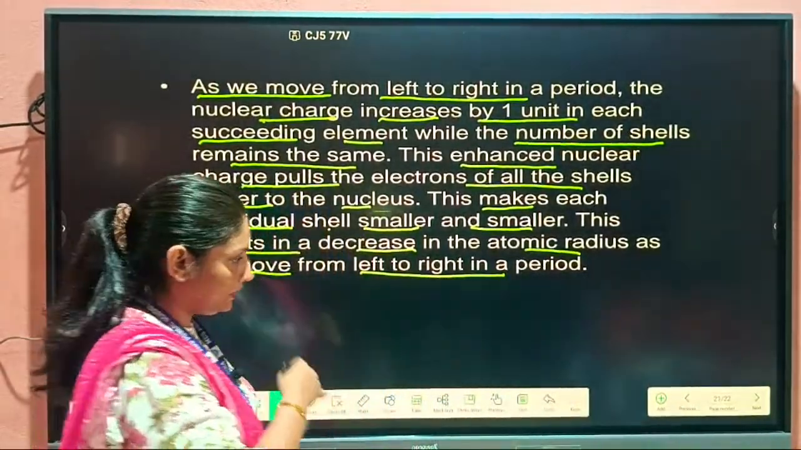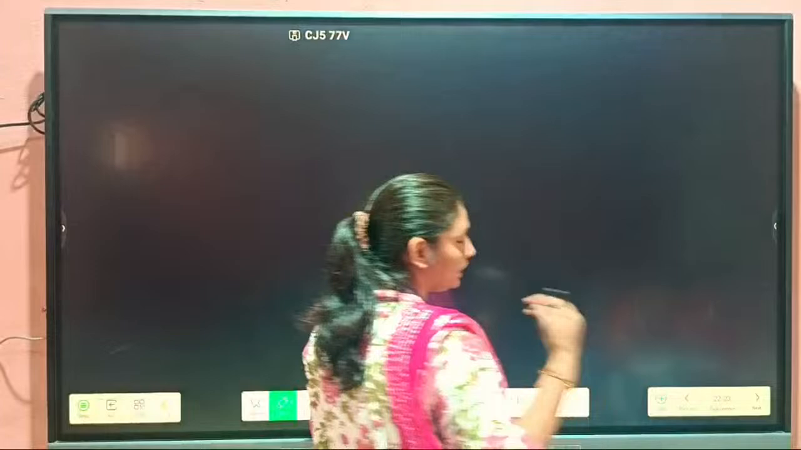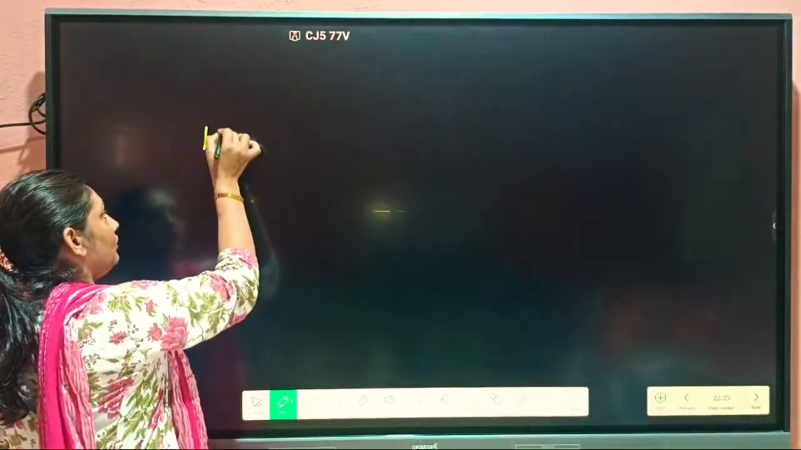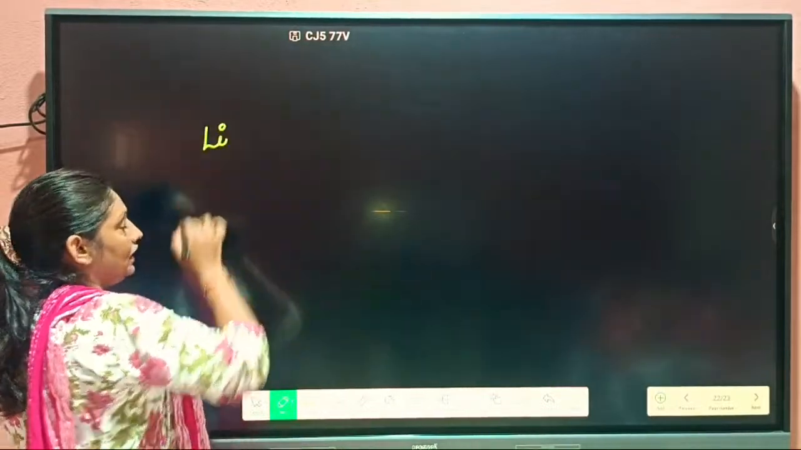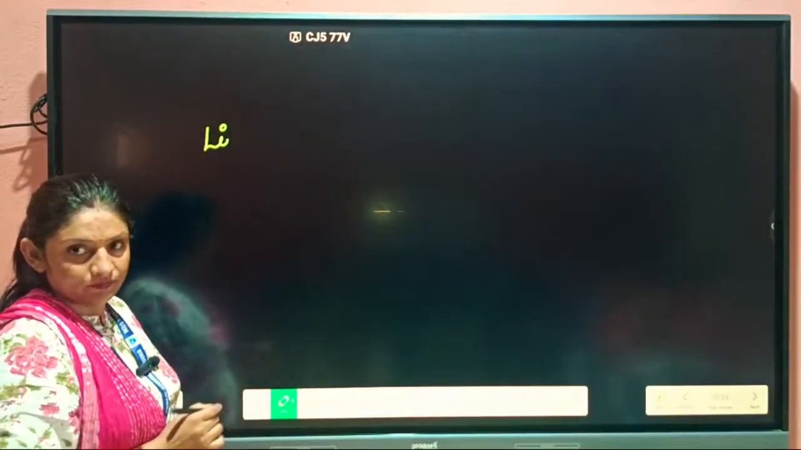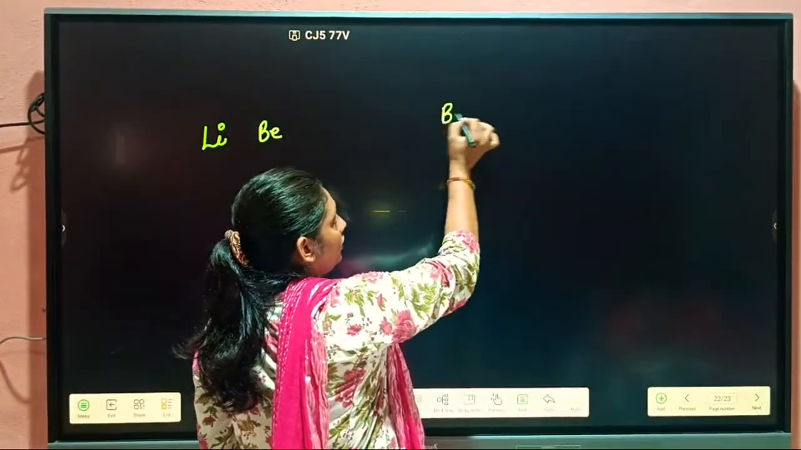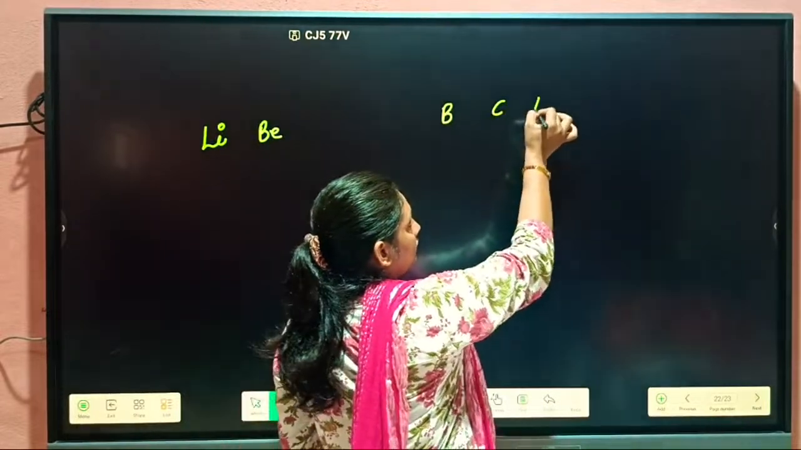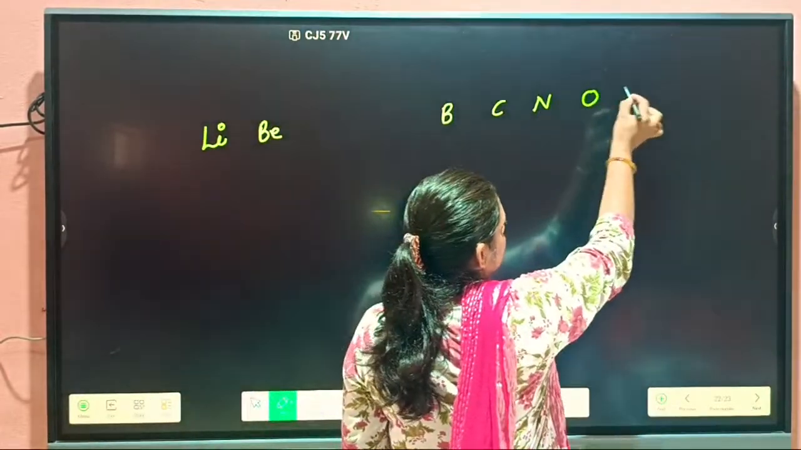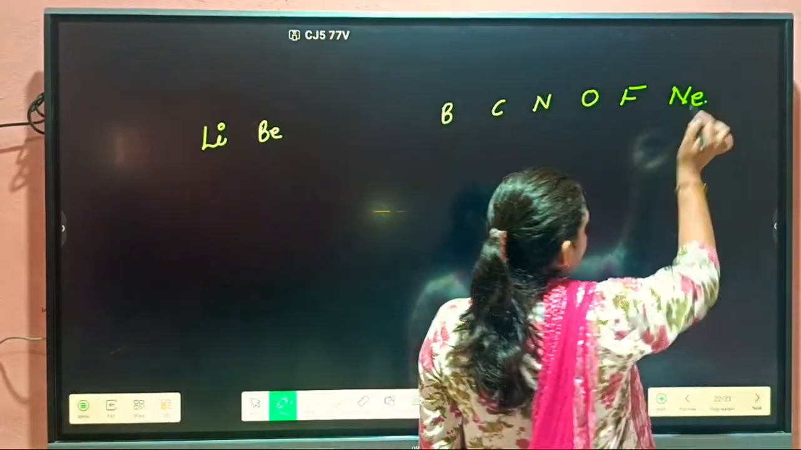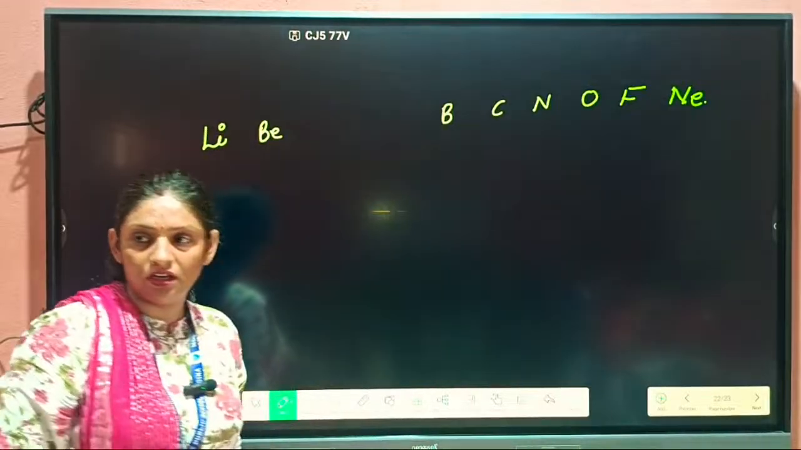What do you mean by this? If I talk about period 2, there are the elements: lithium, beryllium, then boron, carbon, nitrogen, oxygen, fluorine, neon.